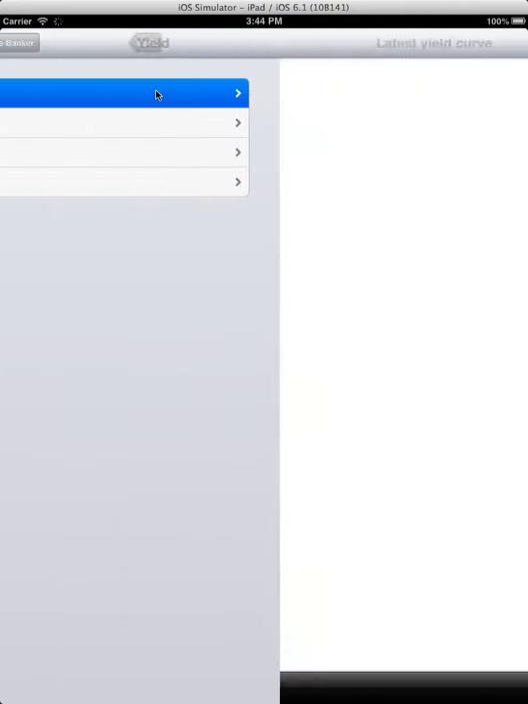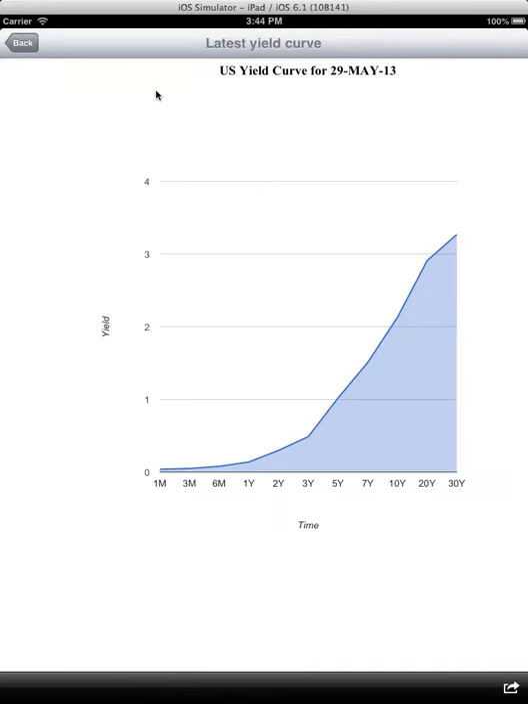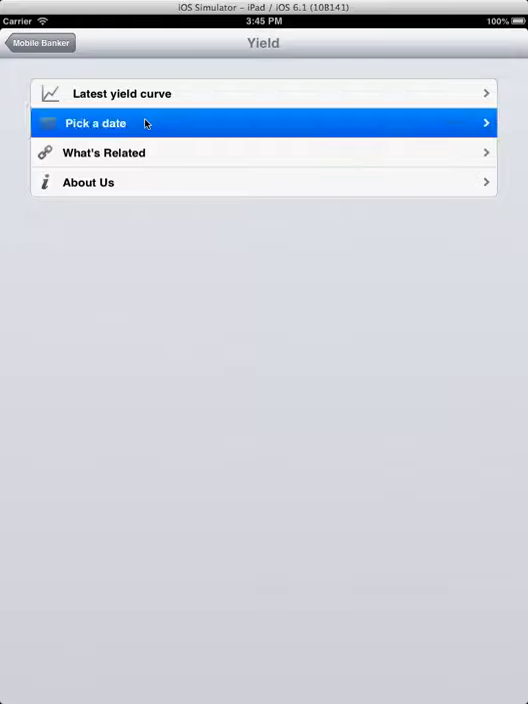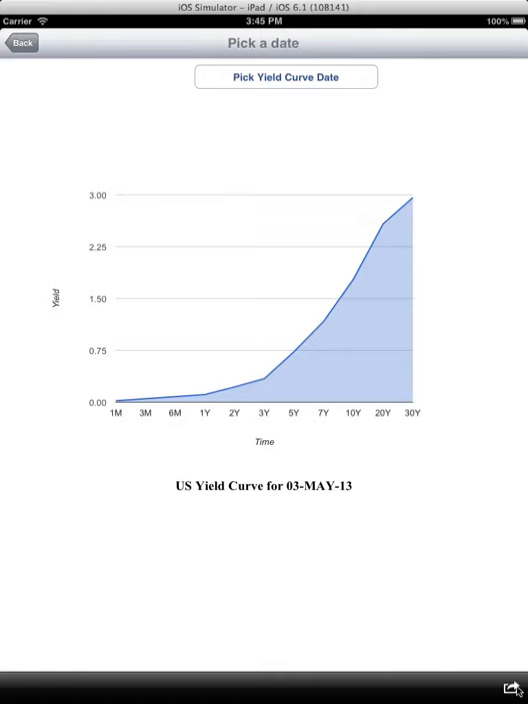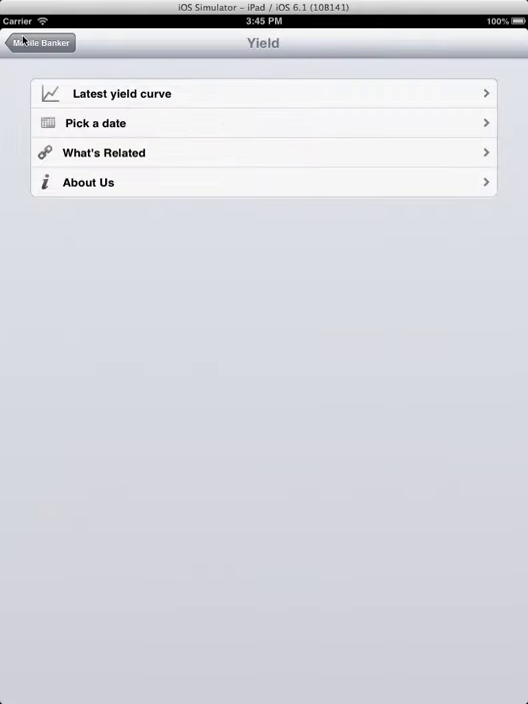So, the latest yield curve. Here you can see the yield curve up to 30 years, and you can print the yield curve if you like. Similarly, you can pick a date and select the yield curve for that particular date, and similarly you can also print the yield curve. With this, we just covered the US yield curve.